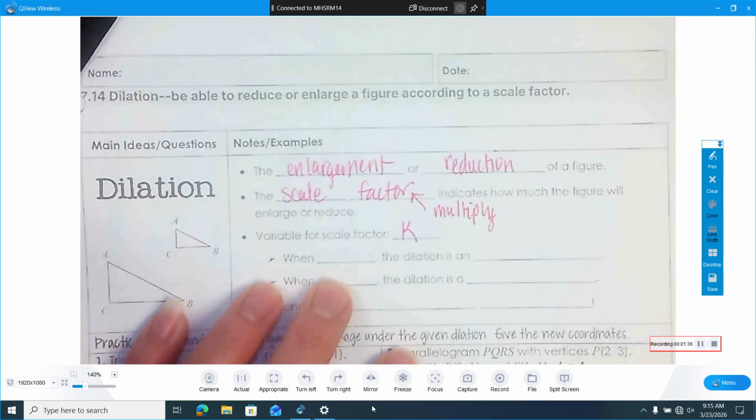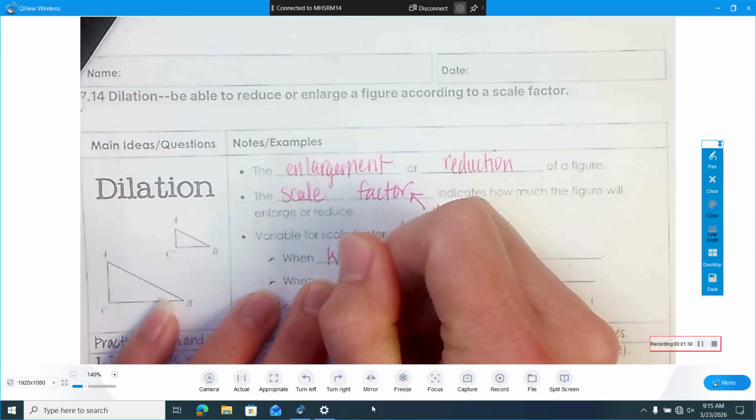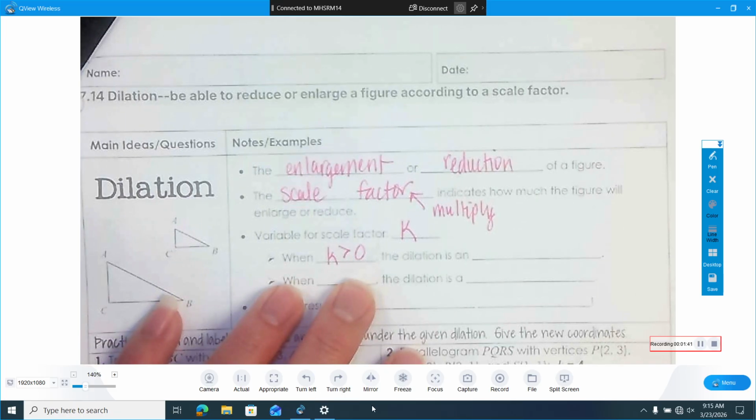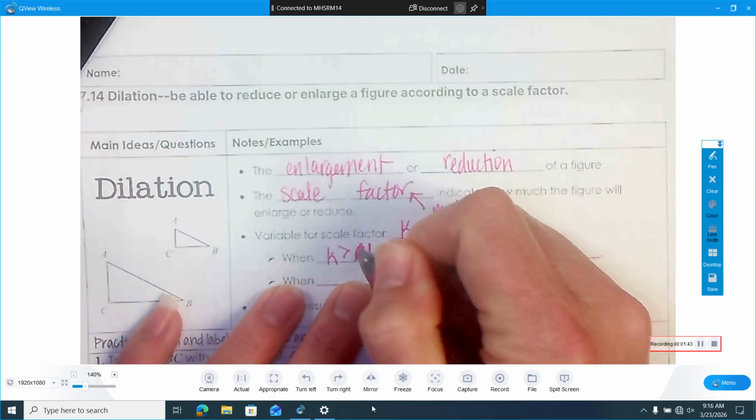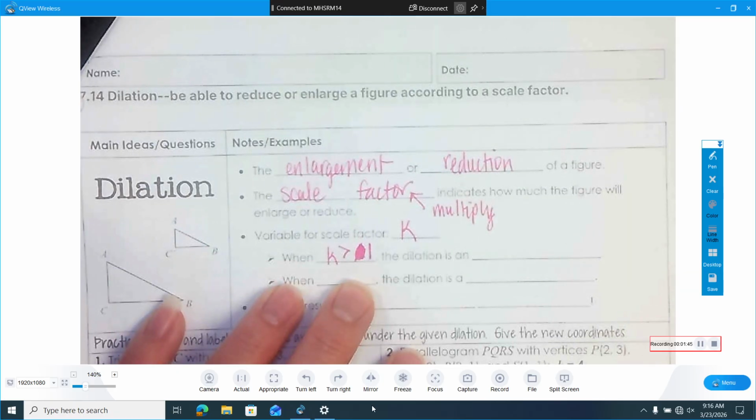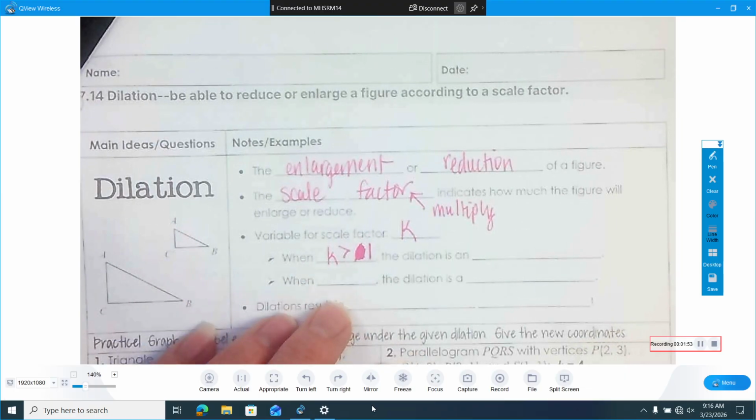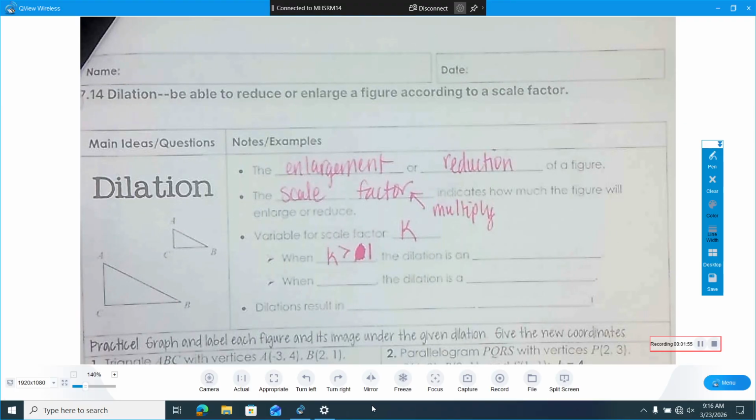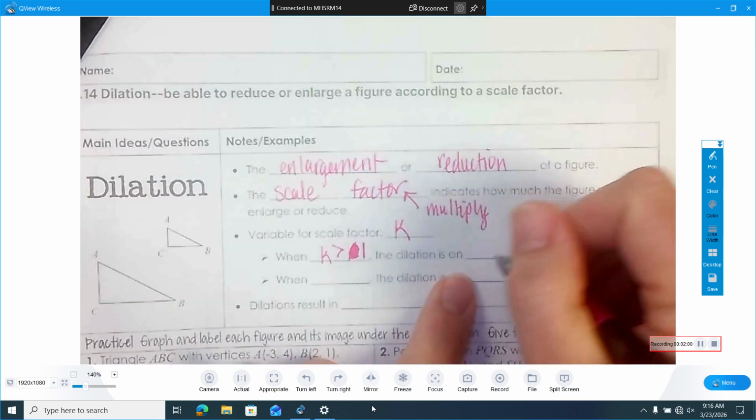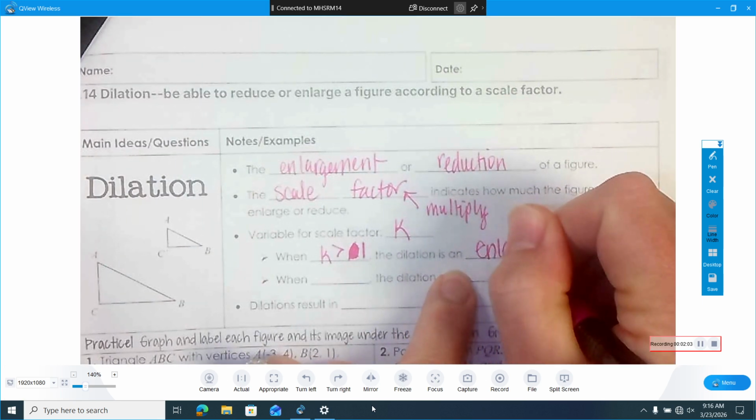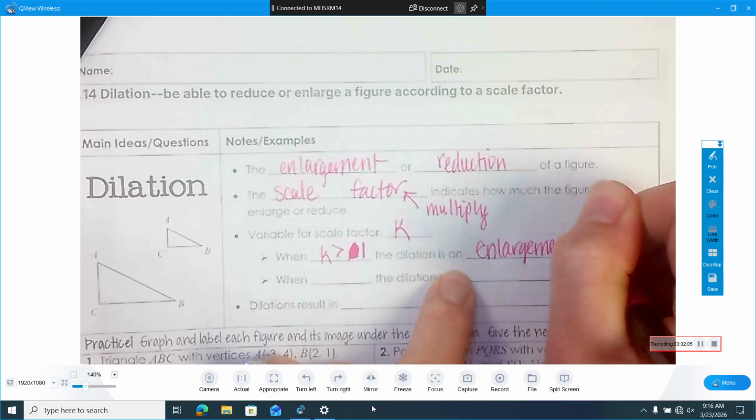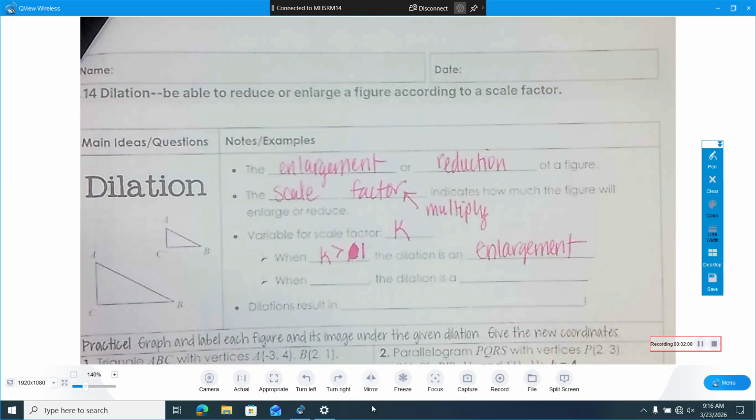And that K, if K is greater than 1, I'm sorry, I said a 0, I meant a 1. If K is greater than 1, so if K is 2 and we multiply it, what happens to our length if we multiply it by 2? It doubles. That makes it bigger, right? So the dilation is an enlargement. So if we're multiplying by a number bigger than 1, our figure is going to get bigger.